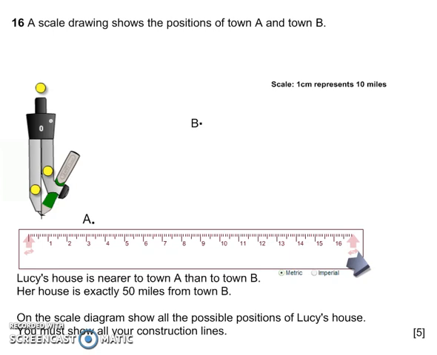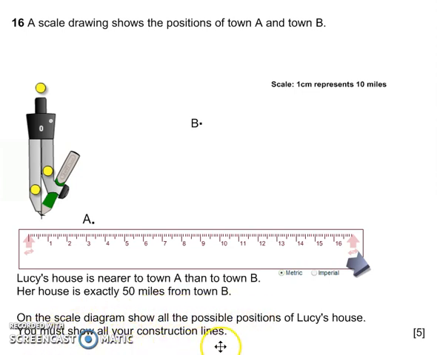So let's read it. A scale drawing shows the positions of town A and town B, and they're represented on the diagram by these points. The scale is 1 centimetre represents 10 miles. We've got some information down the bottom. Lucy's house is nearer to town A than town B, and her house is exactly 50 miles from town B. We need to show on the scale diagram all the possible positions of Lucy's house, and we need to leave our construction lines in.